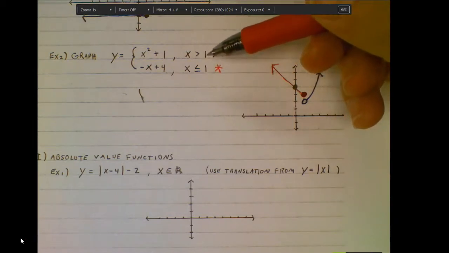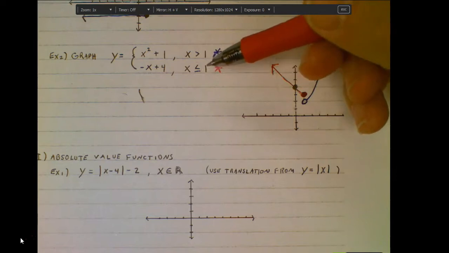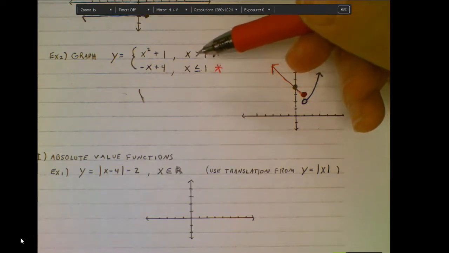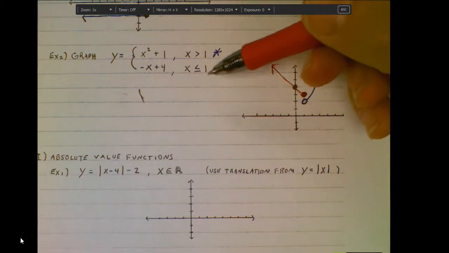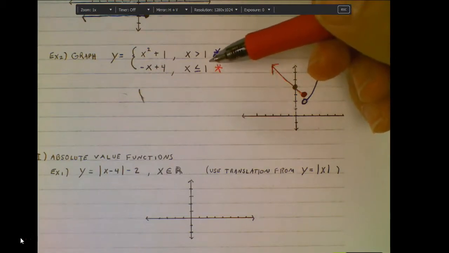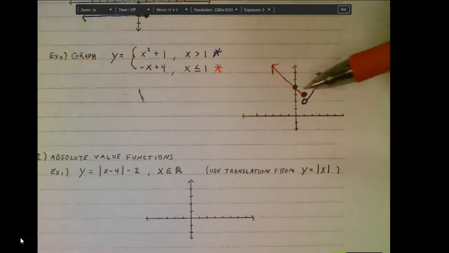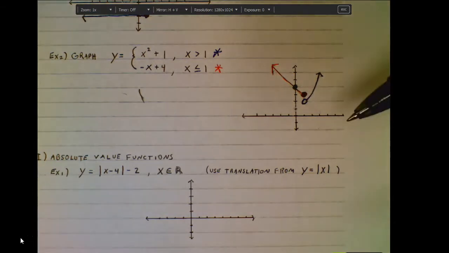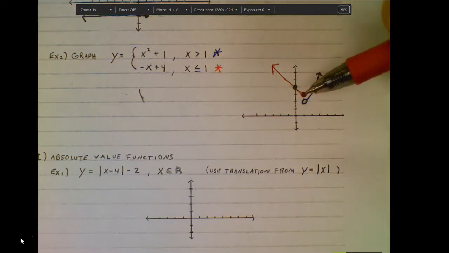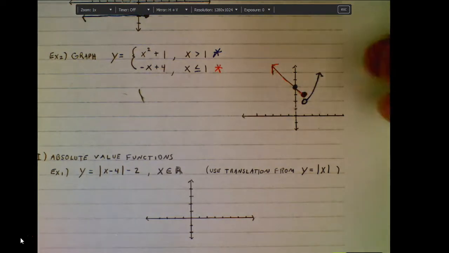So notice this one's greater than 1, this one is less than or equal to 1, so this one goes to the right and this one goes to the left, but they're both connected at the same x value. And that's going to be the case, so keep that in mind. Your graphs won't overlap. They both are lined up where x is 1. One goes to the left, one goes to the right, and that's it. You're always going to get that look. If your graphs ever overlap, then we did something wrong, so you've got to keep that in mind as you're looking at these.